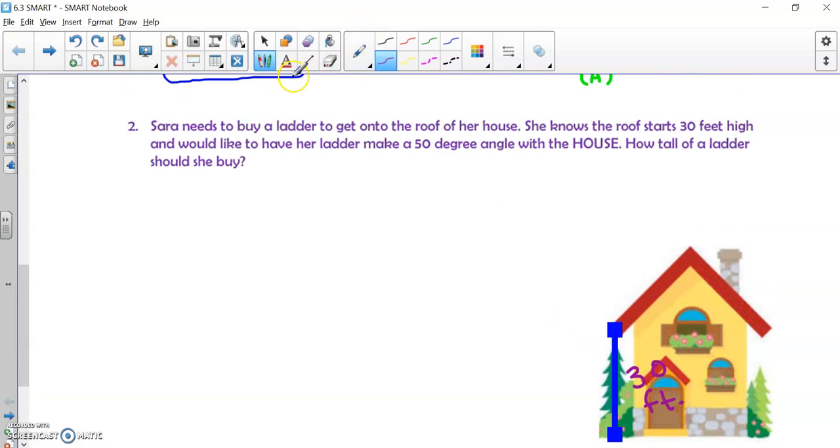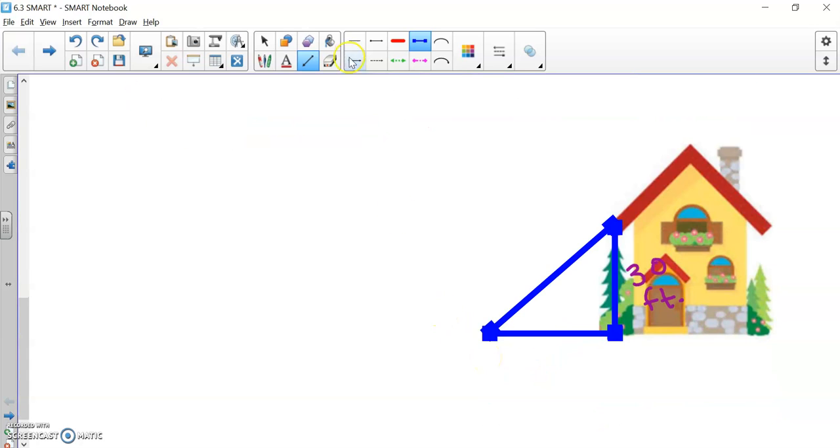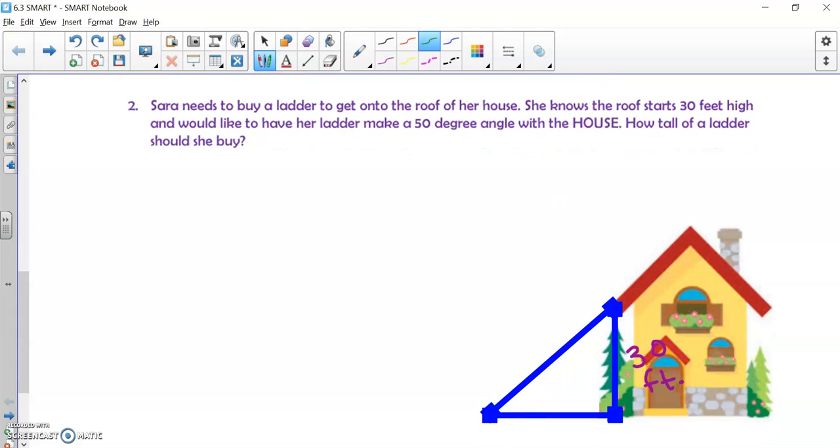Okay, and then we know that the ladder has to make a 50-degree angle with the house. So let's go ahead and get our ladder in here. The ladder is going to lean up over here, so it'll look something like this. And then let's just finish our triangle. And there we have our right triangle. Now, it said that it makes a 50-degree angle with the house. So this time, our angle's not going to be down at the bottom here, because the ladder, which is right here, there's our ladder, it's making a 50-degree angle with the house. So right here is the angle.